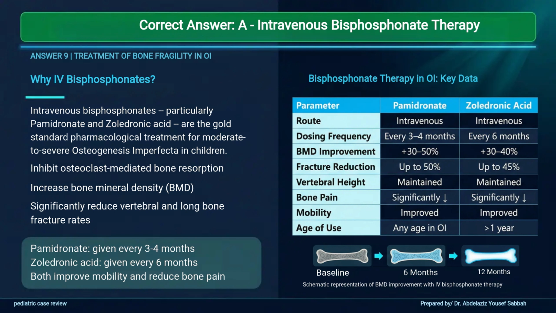Zoledronic acid is given every 6 months and is used in children older than 1 year. Both agents improve mobility, reduce bone pain, and can improve bone mineral density by 30 to 50%. Oral calcium alone is insufficient. Growth hormone has limited benefit for primary bone fragility. Calcitonin is not a recommended therapy in current guidelines for osteogenesis imperfecta.